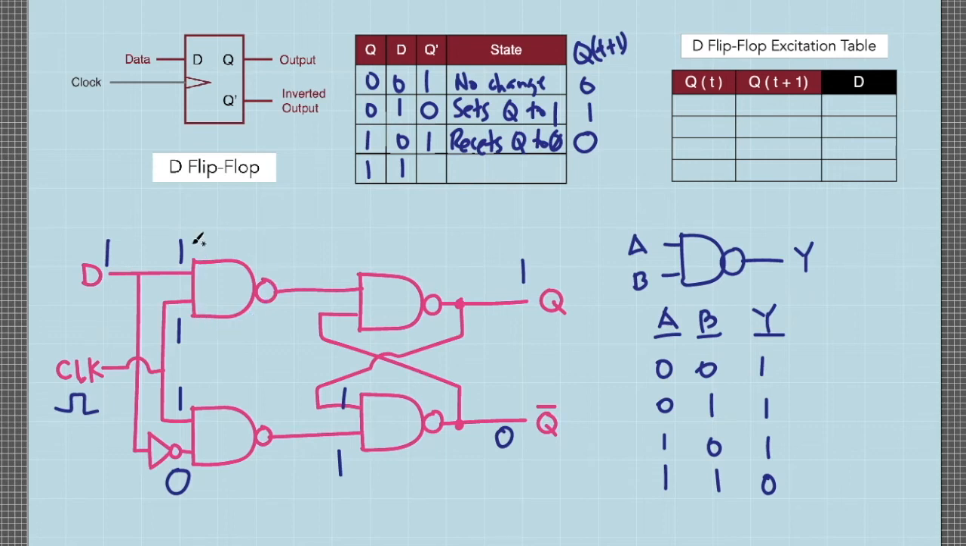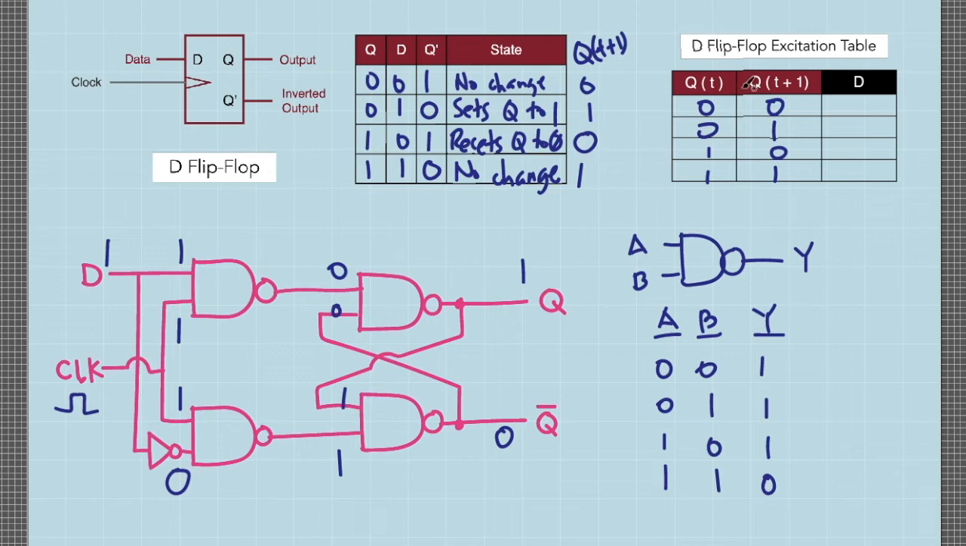Next, for this NAND gate, 1 and 1 will result to an output of 0, and since this is 0, 0 and 0 will result to an output of 1. So the new value of Q after one clock pulse is still 1, and Q bar is 0. So it seems that for this final case, there is no change in the value of the output Q. So the possible combinations of Q of t and Q of t plus 1 are 0, 0, 1, 1, and 0, 1, 0, 1. This column here is the initial value of the output Q.